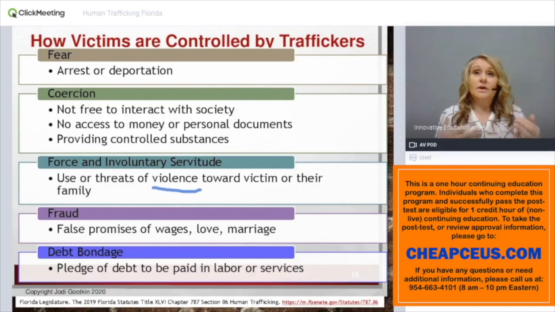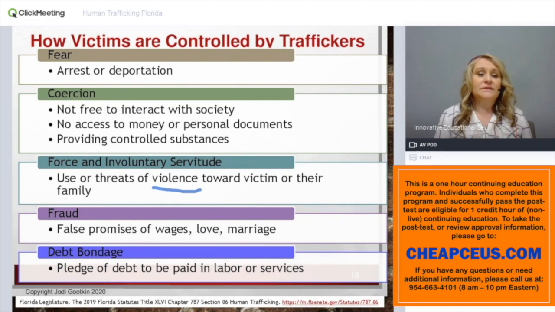If you're in an environment, going into a home setting or even a workplace, and you look at the physical environment, or what the individual is describing has covered windows, extra bars, that they are being physically locked into an area, those are red flags of potential human trafficking.